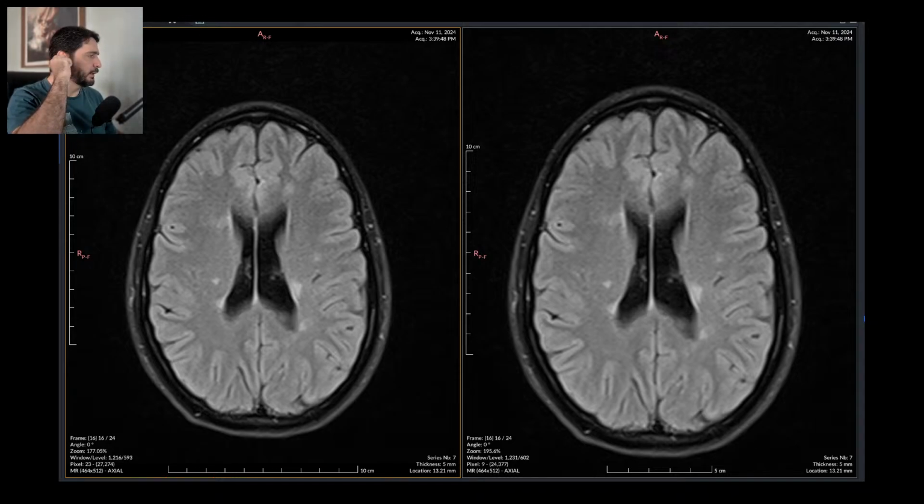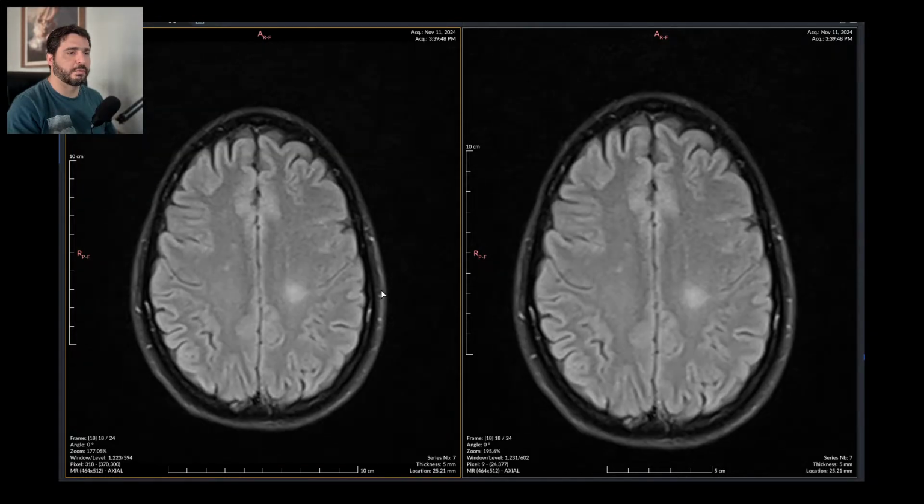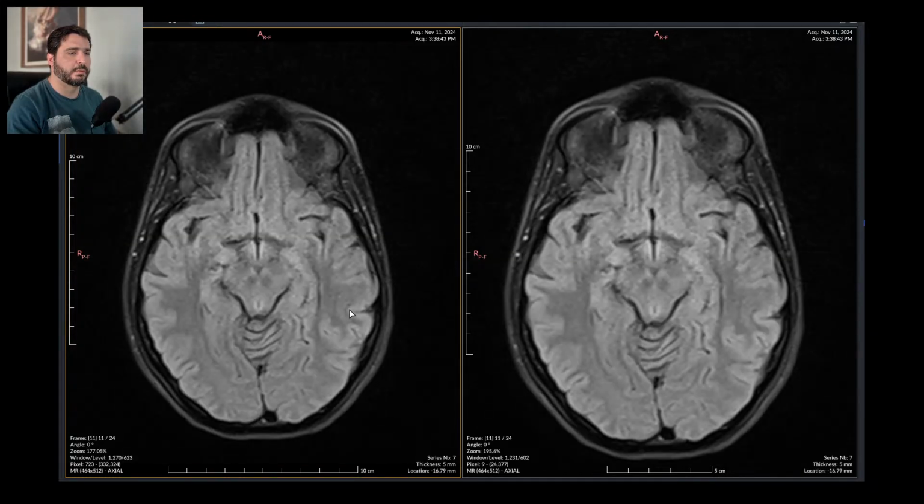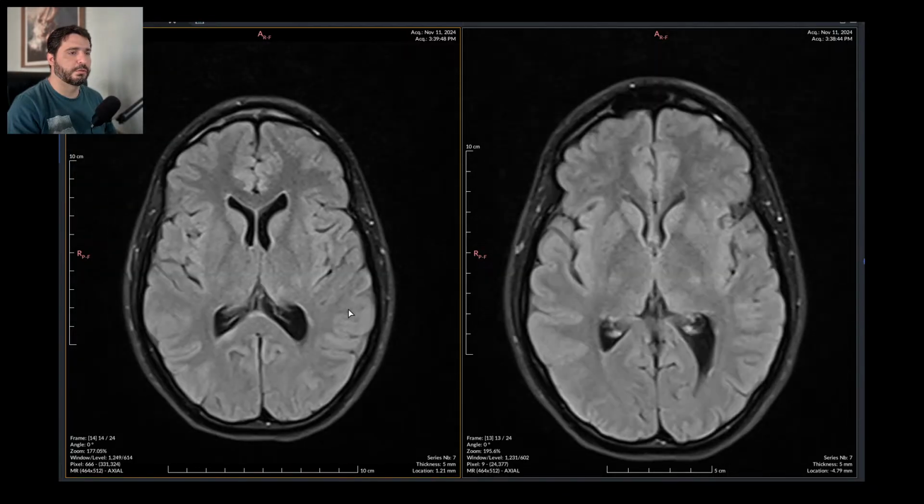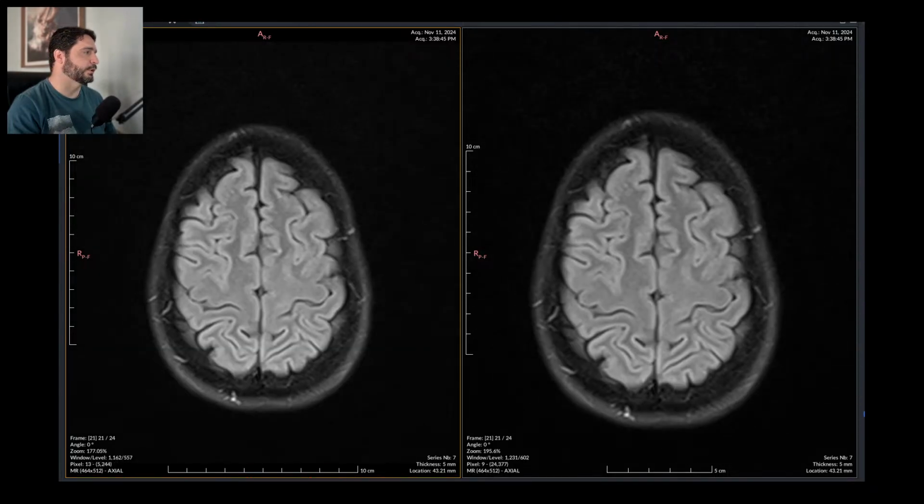So tiny sites of gliosis on the deep and periventricular white matter of the frontal, temporal, and parietal lobes, especially on the callosal-septal regions, without signs of enhancing. And there is no sign of restricted diffusion.